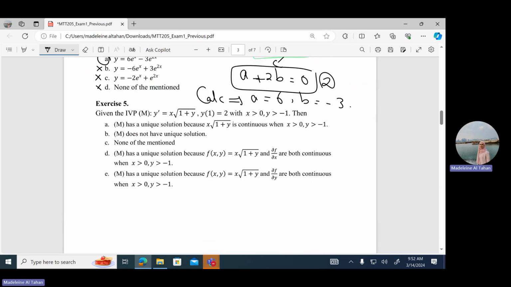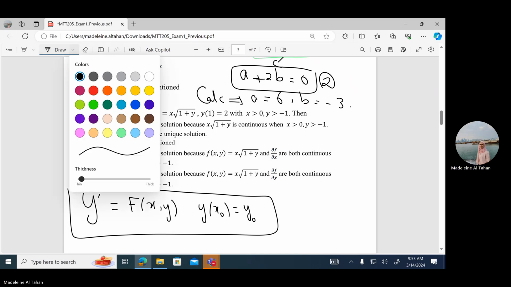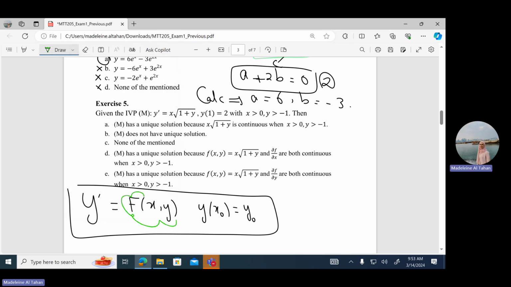Let's look now at this example. This one is the first order initial value problem: y prime equal to f of x, y, with y of x naught equal to y naught. This is a first order initial value problem. When can we say that this one has a unique solution? We look at whether f is continuous. Then, if it's continuous, what do we find at the partial derivative with respect to y? Is it continuous? If both are continuous, it has a unique solution.